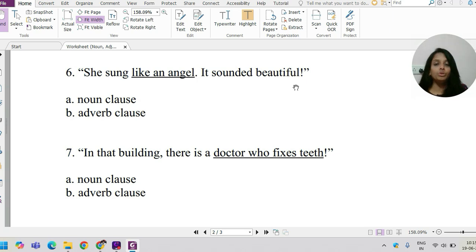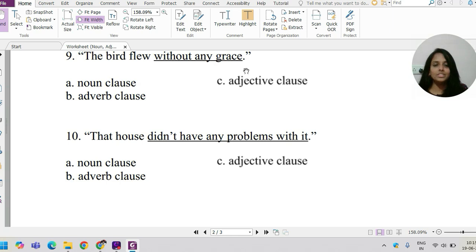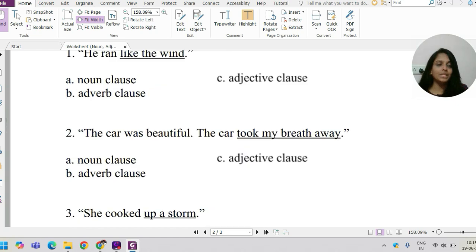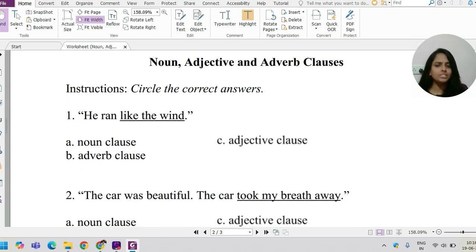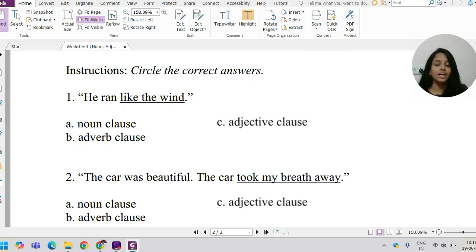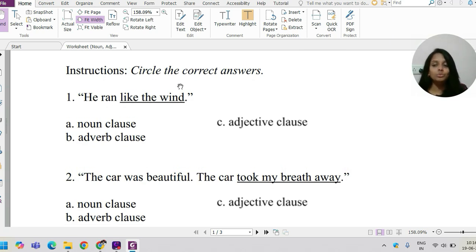It sounded beautiful. In that building, there is a doctor who fixes teeth. There is an instructor of the youth in the school. The bird flew without any grace. That house did not have any problems with it. It's very simple and easy, right? If you want, you can just pause the video and you can read it by yourself and try to identify the answer. Now, it's time to reveal the answers to you.